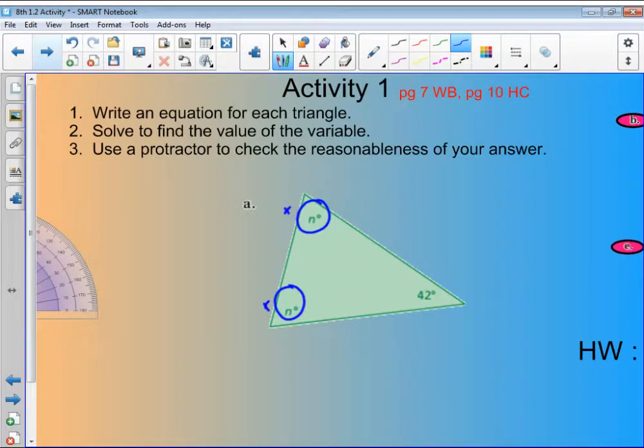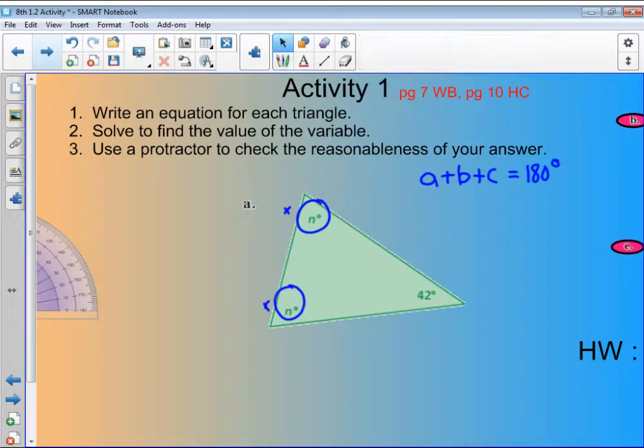So here, if we think through the process, before, when we worked with a triangle, we used the equation A plus B plus C equals 180 degrees. Because we know that a triangle equals 180 degrees. Well, we can use that same concept. So here, I'm going to go ahead and say this is A, this is B, and this is C. And you can label them however you want.